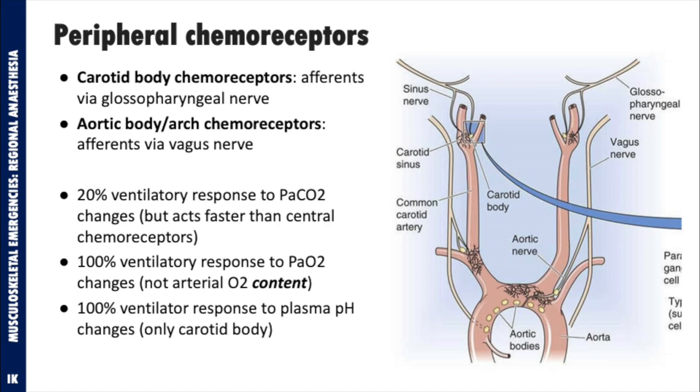PaO2 is tension, oxygen tension. And it's responsible for 100% of response to plasma pH. But this is only the carotid body, not the aortic arch. Remember just now, the plasma pH cannot cross the blood-brain barrier.